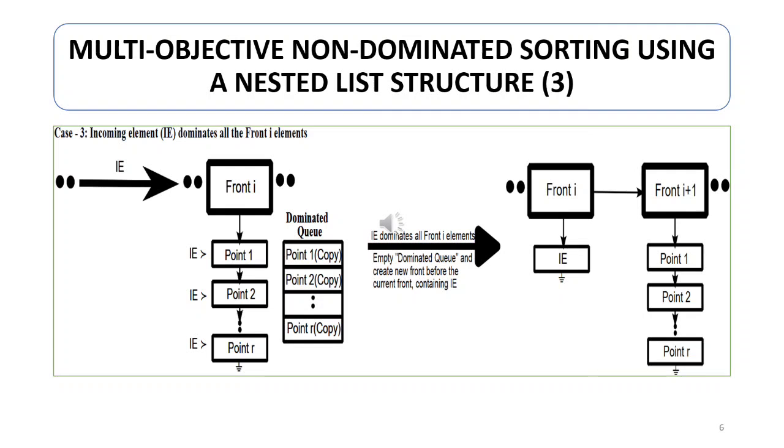Case 3 occurs when the incoming element dominates all elements in an existing front. A new front is created before the current front, placing the incoming element there. The existing front is then reindexed as I plus 1 if it was previously I.